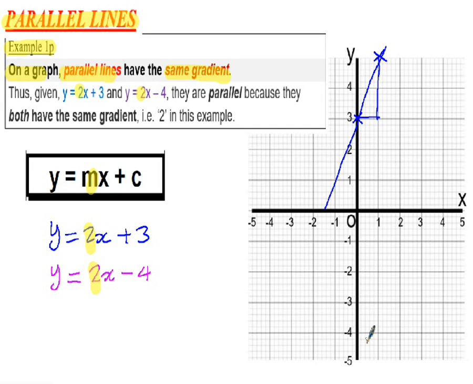If we were to plot the second equation, y is equal to 2x minus 4, then the intercept with the y-axis is at negative 4. So again, the gradient is 1 in the horizontal, 2 in the vertical. Gives us a second point here. So our line will look something like this. And we can clearly see that the lines are parallel to each other.